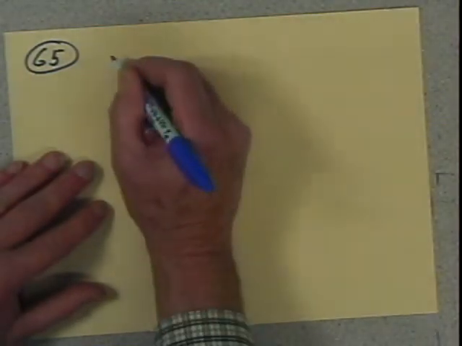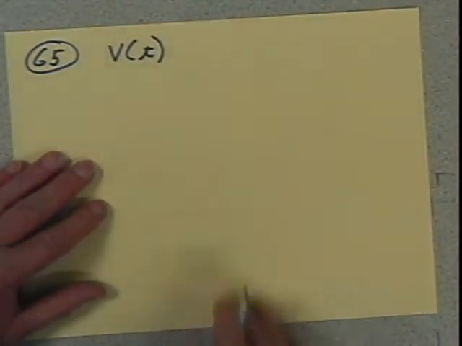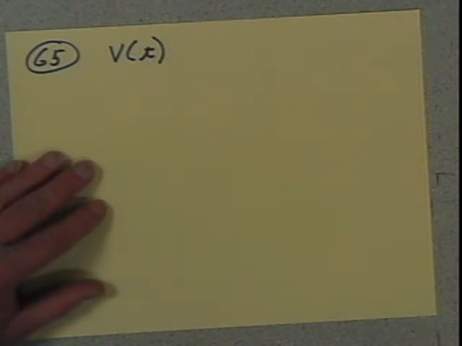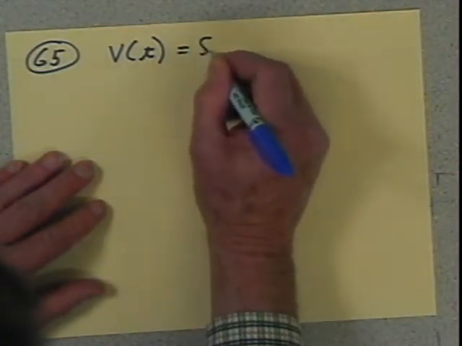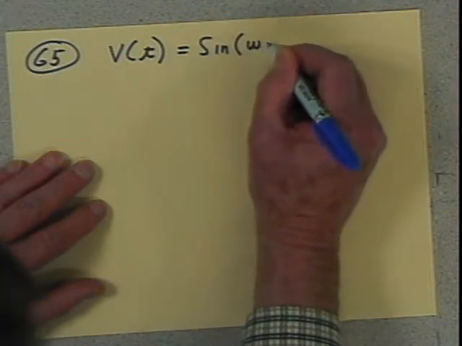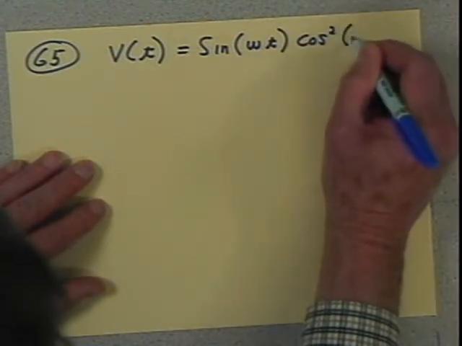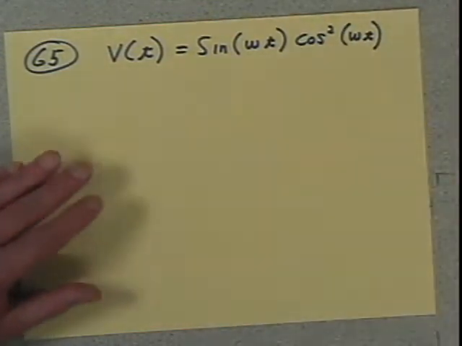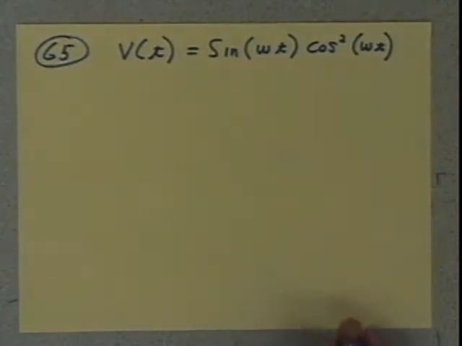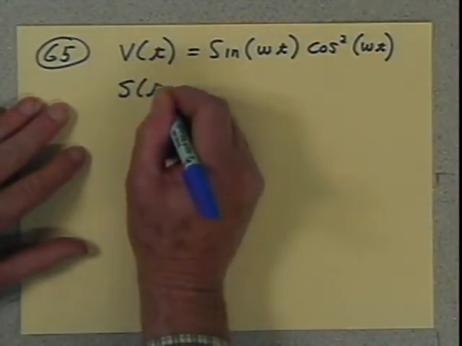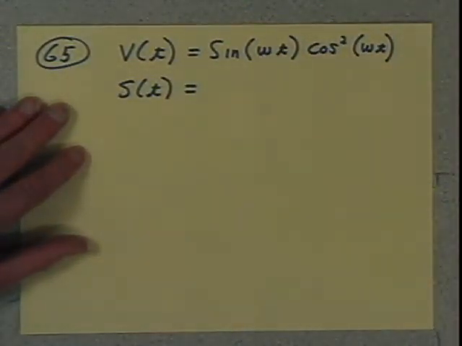Okay, problem 65 is one of those kind that we did back in Calc 1. They said the velocity function, known as v of t, for a particle moving along a straight line is equal to the sine of omega t times the cosine squared of omega t. That's your velocity function. What they want to know is what's the position function, and they stuck true to form and called it s of t just like they did in Calc 1.